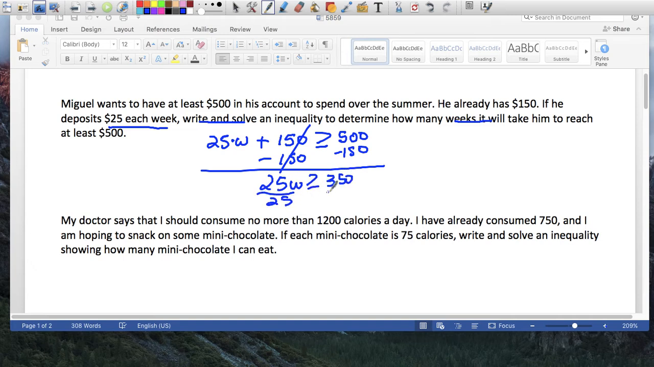Divide by 25, divide by 25. So that's going to be 4, 8, 12. W has to be greater or equal to 16. So he has to work 16 more weeks in order to reach his goal of 500.